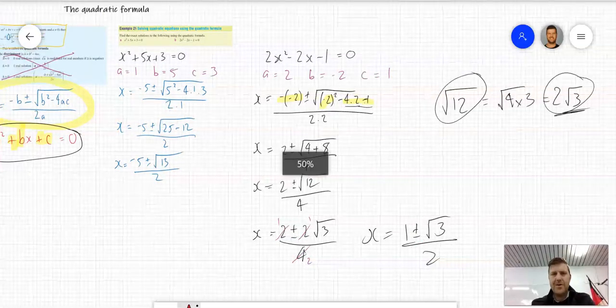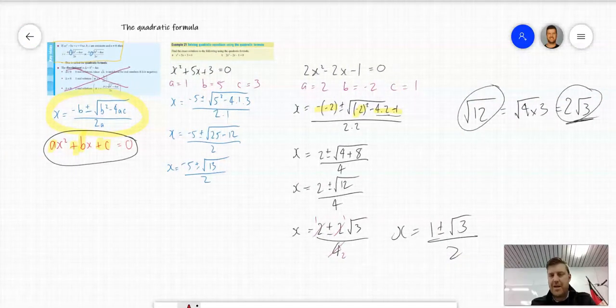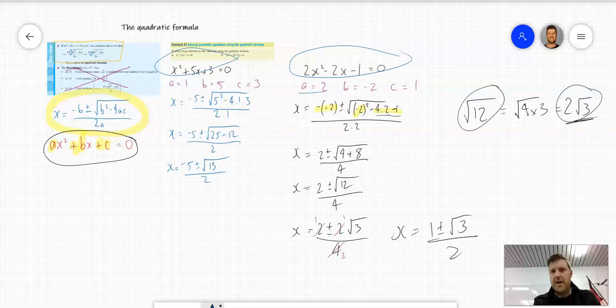So guys, that's how you solve a quadratic equation using the quadratic formula. Okay, first step, make sure, if it's not already, these two examples it already was in standard form. Okay, then just write down your values of a, b, and c, and substitute them into that formula.